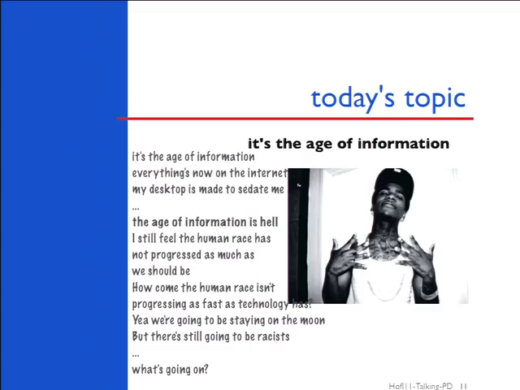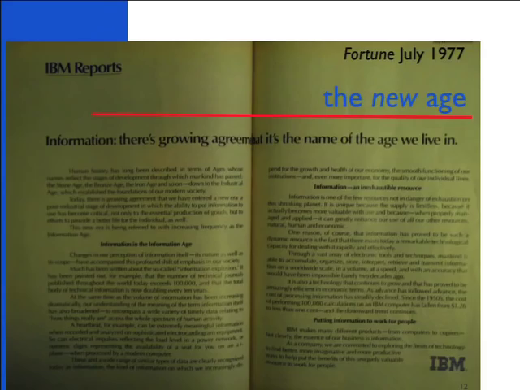There's a kind of fine cluster from the 70s until the present, and then occasionally people come along and say, well, hang on. You know, there have been big changes before that involved information. This is an ad, hard to see, I'm afraid, in this light, from July 1977, an IBM ad in Fortune, saying information, there's growing agreement, it's the name of the age that we live in.